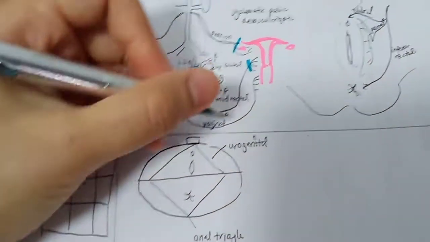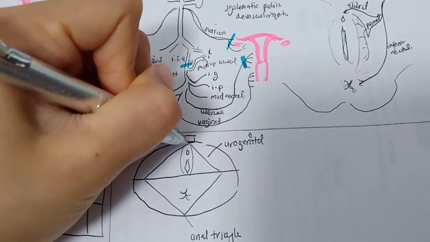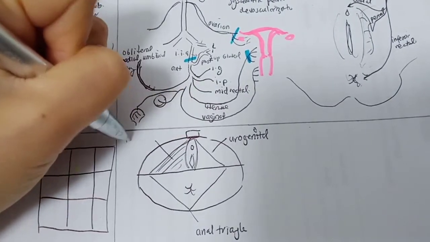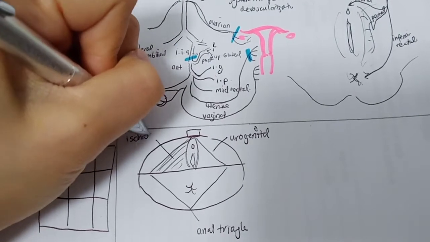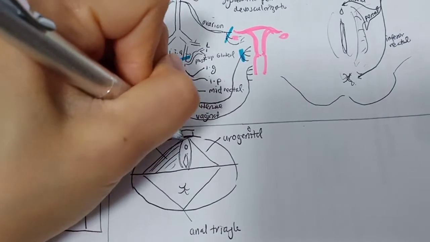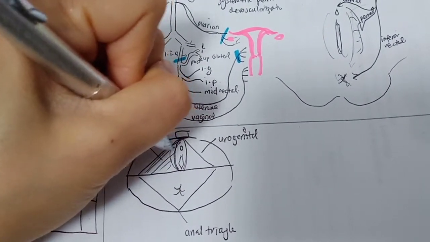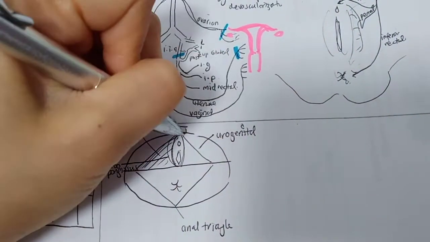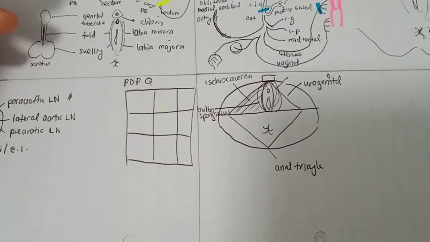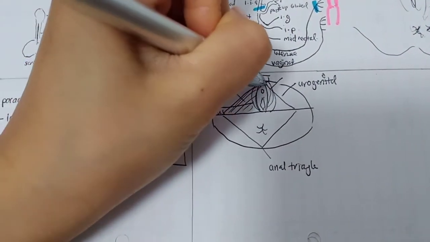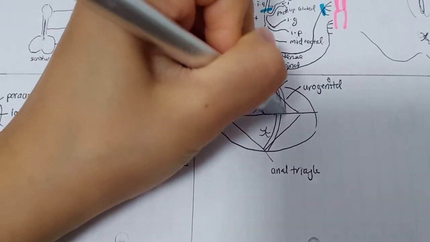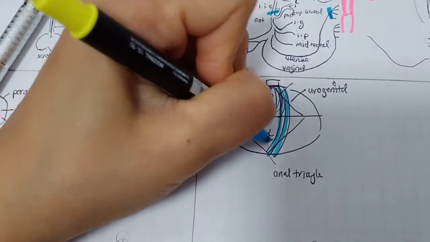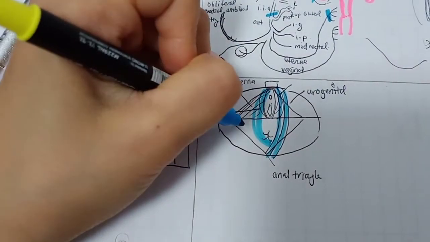So the muscles that contribute to the urogenital triangle are first the ischiocavernosus, the bulbospongiosus, and also, as for the anal triangle, we have the pubococcygeus, in a different color, the puborectalis, and also the iliococcygeus.